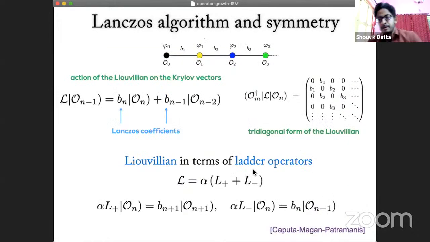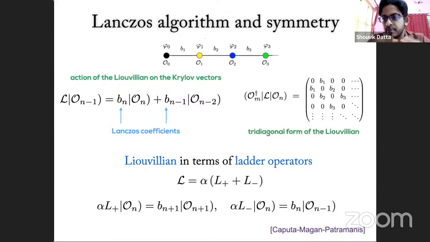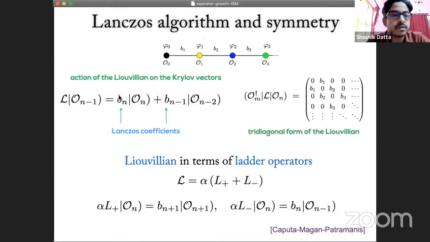Okay, and eventually in today's talk, we'll be interested in CFTs. So it's good to consider the Lanczos algorithm in situations where you have additional symmetries. The action of the Liouvillian on the n-th Krylov vector gives you a linear superposition of neighboring vectors, from the next and the previous site over here. And the matrix realization of this Liouvillian just follows from here, that it takes this tri-diagonal form.